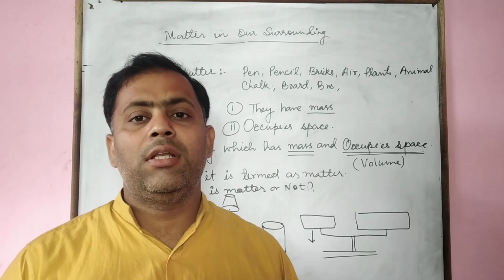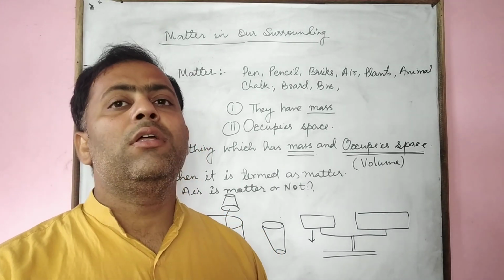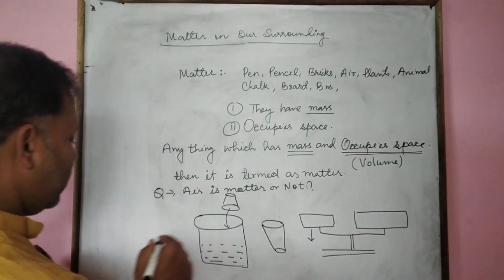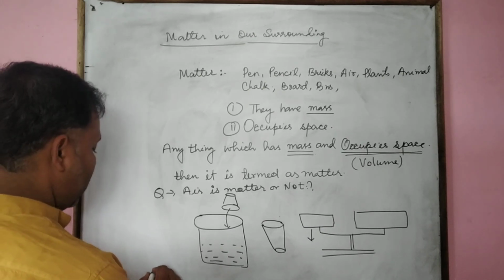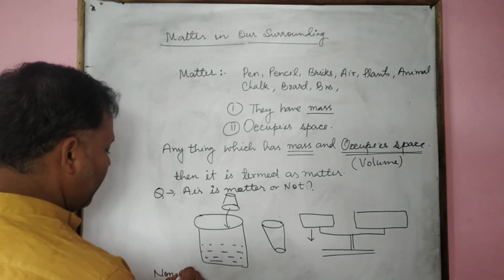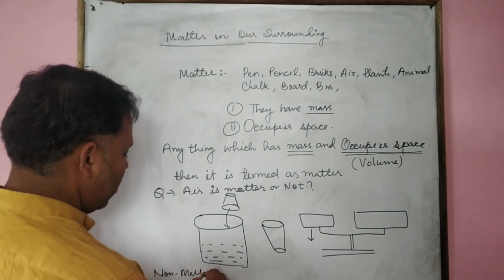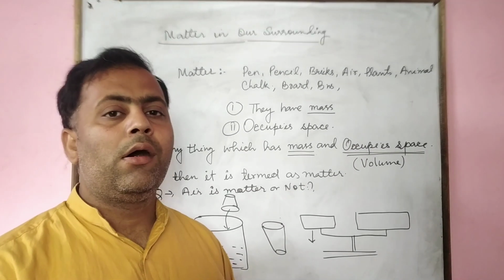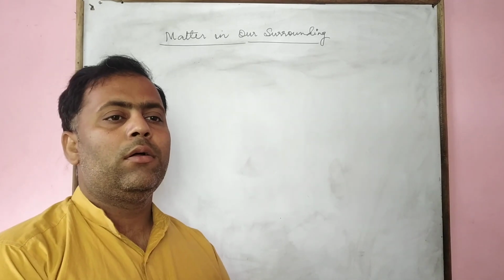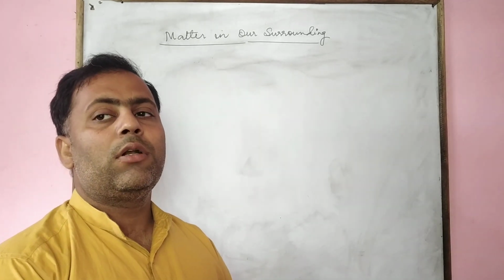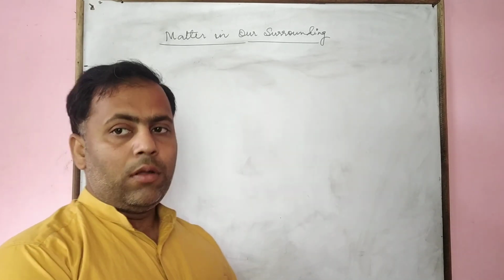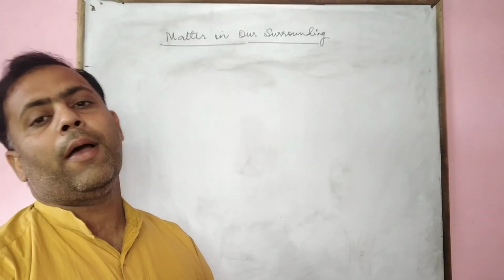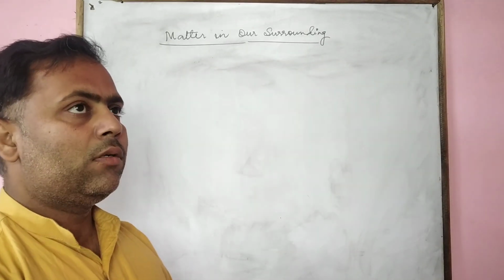To the next, we know that matter has mass and occupies space. Then you have a question in your mind: what is non-matter? Let us discuss what is non-matter. Let us take an example. We know what is matter. Matter has mass and occupies space. The next, what is non-matter?